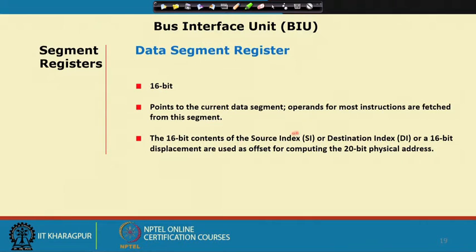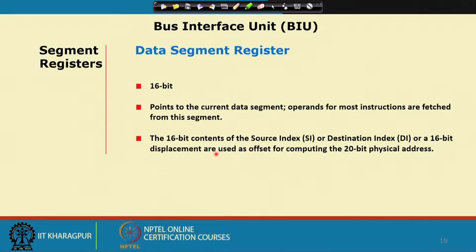That is, for example, particularly when you are accessing the stack, the stack segment register SS is used for access, or whenever there is another segment register, ES, the extra segment register. So, that can also be used for the data segment. The 16 bit content of the source index register SI and destination index register DI, or a 16 bit displacement, are used as offset for computing the 20 bit physical address.